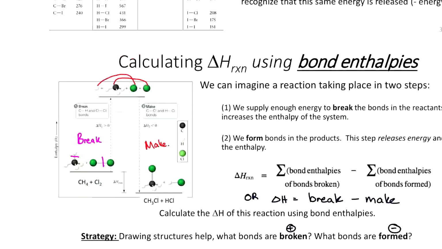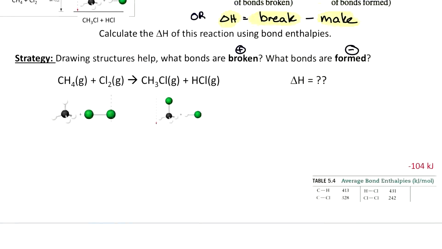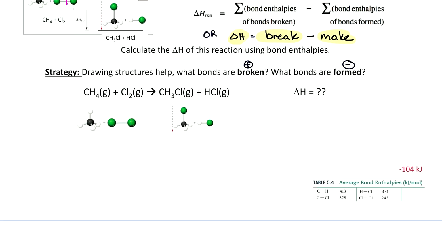So when using bond enthalpies, delta H for the reaction is all the bonds you break minus all of the bonds you make, right? Because breaking bonds requires energy, making bonds releases energy. So let's use these structure drawings to help us figure out what is the delta H for this reaction. We're going to take CH4 and a chlorine molecule. We're going to break these two bonds, and then we're going to form these two bonds, right?